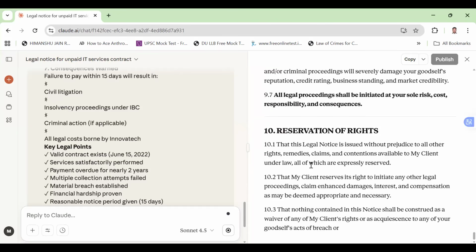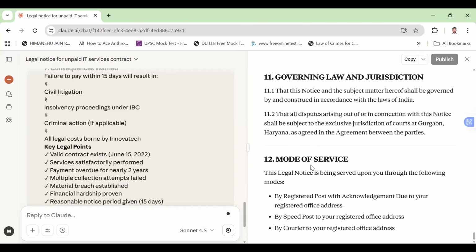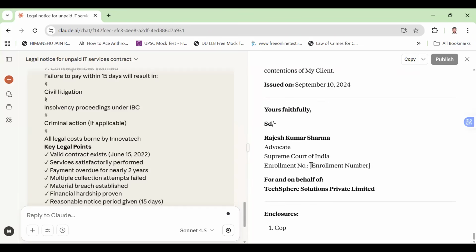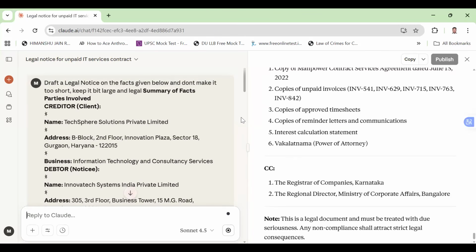Sir, can you please repeat the prompt as I have to mention it in my diary? It's small, you can mention: draft a legal notice. I will show you. Just a second. Yeah, write this down: draft a legal notice on the facts given below, but you should be specific about the summary that you are extracting from your case.